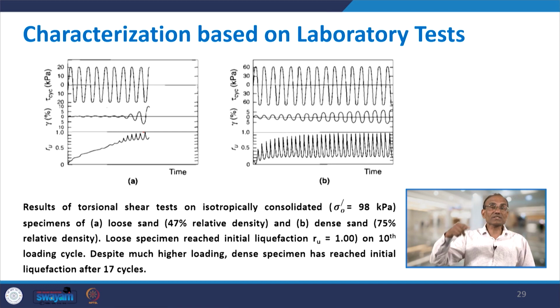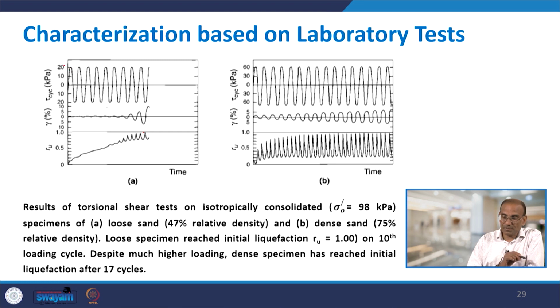So, in the loose sample, liquefaction starts in 10 cycles, and the loading amplitude is 20 kilopascal. Now, in the dense sample, the loading amplitude applied is 60 kilopascal, which is 3 times what was applied to the loose sample. But even applying 3 times the loading, the strain is only about 5% here, where the scale goes up to 20%. So even reaching 5% takes many cycles. Similarly, Ru is barely touching 1 at the end, and it requires 17 cycles. So for the dense sample you require more cycles, and at the same time higher amplitude of loading compared to the loose samples. These are the observations from the laboratory test.